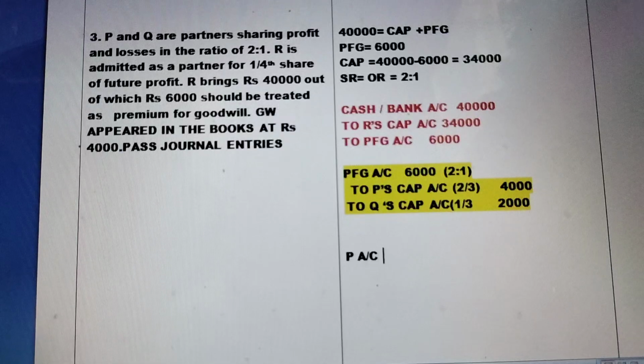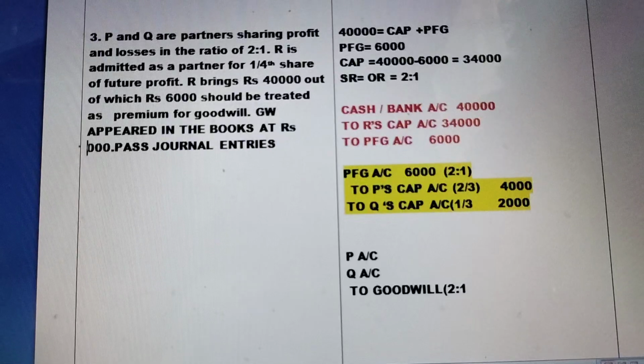P's account debit, Q's account debit to goodwill. It should be written off in the old ratio, 2 is to 1, so it will be quite easy. I'm very sorry, for easy calculation, let's take the goodwill as 30,000, since 4,000 is quite a little amount. I'm taking 30,000 for my convenience.